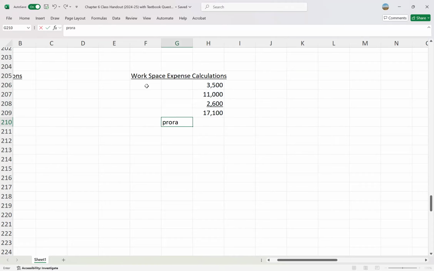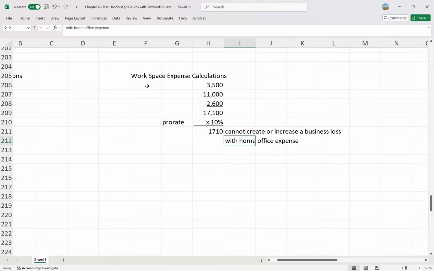But then once again, we have to prorate it. So we're going to multiply it by the 10%. Because remember, only 10% of the house is being used for his business, his home office. And so that would be his maximum home office expenses, 1,710. But once again, let's leave that here because we cannot create or increase a business loss with home office expenses. So we'll just leave this here for now until we figure out what the subtotal of the business income is and figure out whether we can deduct all of it or not.